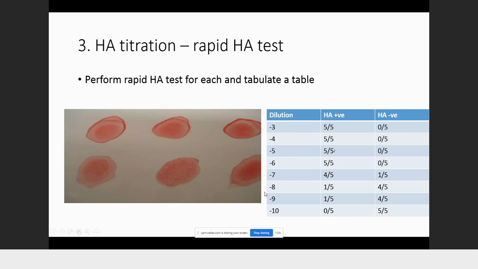Okay, so you see the variations of result as the dilution increases. So what does it indicate, in theory? The higher the dilution, the lower the amount of virus. That's why you will get fewer positive results.